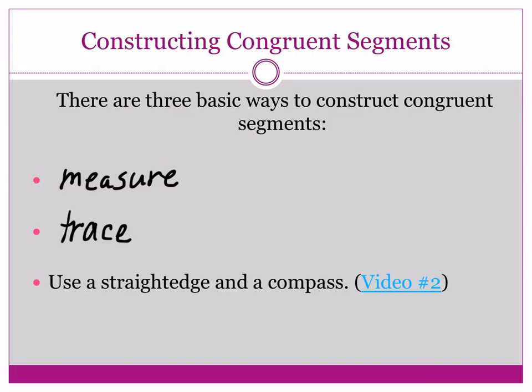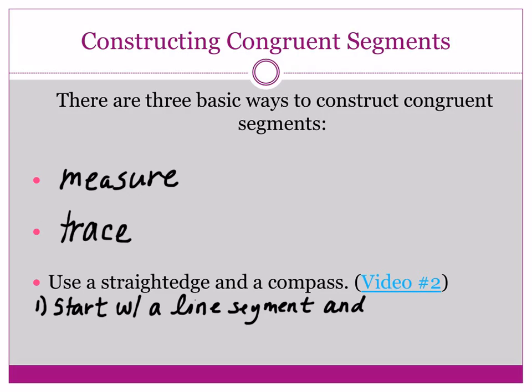All right, so what did we start with when we were creating congruent segments? Yeah, we started with a line segment and what else? And a line. What did we do next? Yeah, we adjusted our compass to the length of the line segment.